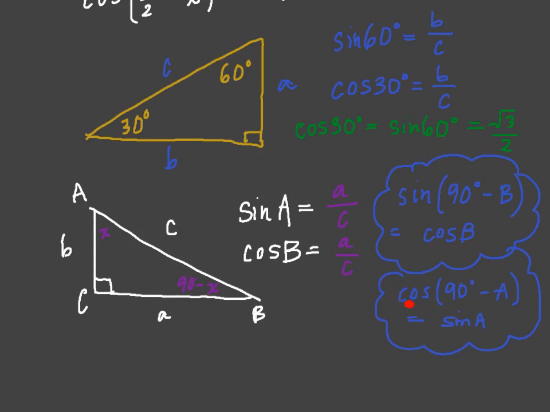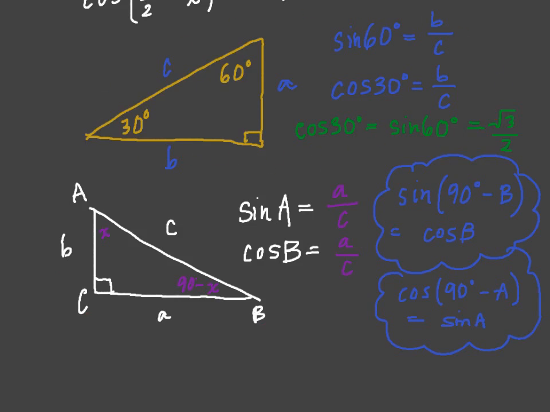Same thing with cosine of 90 minus A. Remember, 90 minus A is just angle B. So cosine of angle B is the same as sine of A. That's what we wrote down here. So here's this general formula. Here's a formulaic example of that, and here is a concrete example using the unit circle.